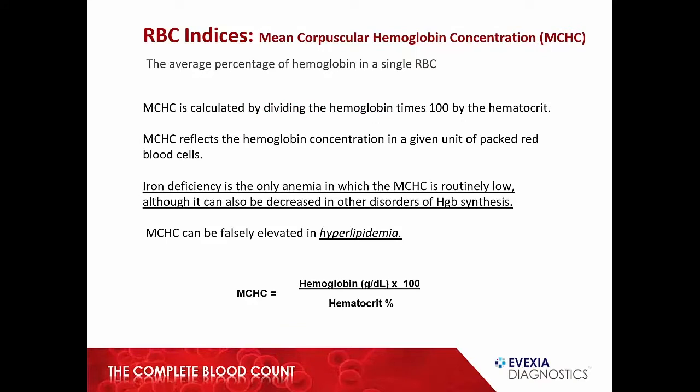Next is the mean corpuscular hemoglobin concentration. Again, that's the average percentage of hemoglobin in a single cell. Below is the calculation, and I want you to remember that the iron deficiency is the only anemia in which the MCHC is routinely low, although it can be decreased in other disorders of hemoglobin synthesis. So please keep that in mind. And remember that the MCHC can be falsely elevated in hyperlipidemia, so you need to look at the lipid panel.